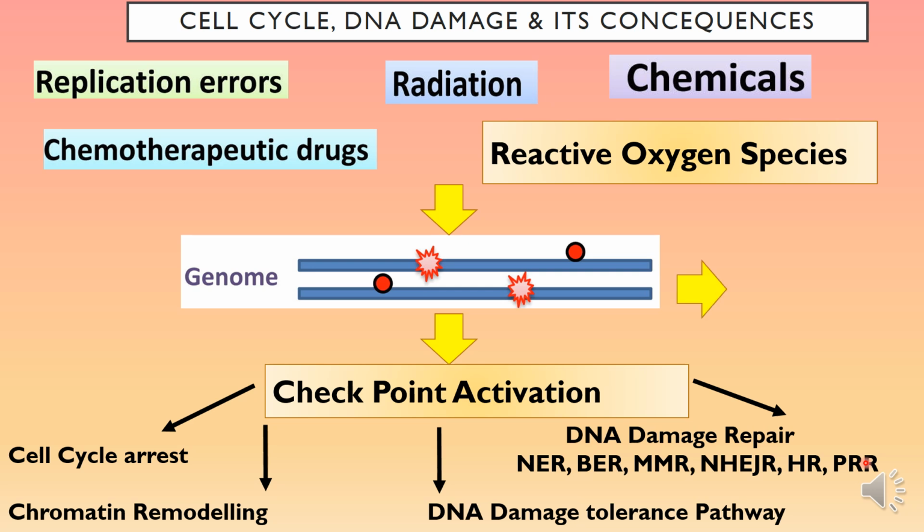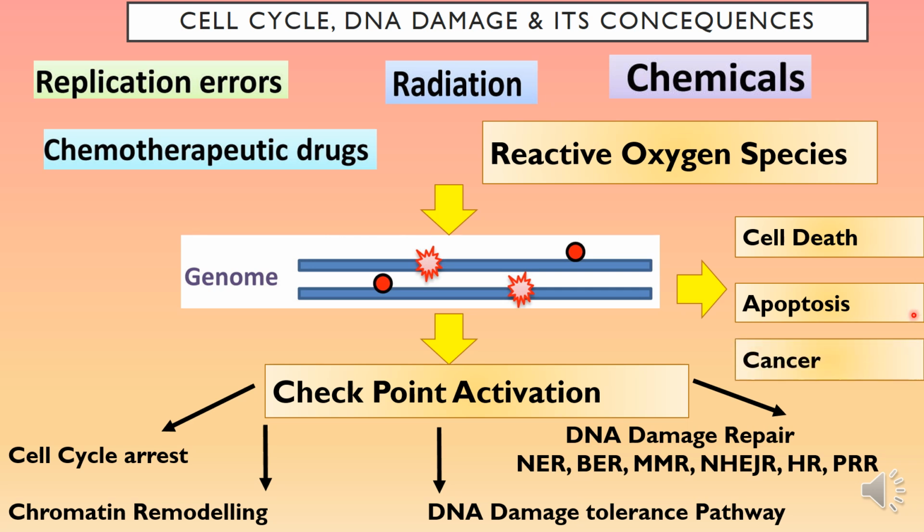If the DNA damage is not repairable, then the cell may go for cell death or apoptosis, or it may lead to cancer. So these are the different consequences of DNA damage in case the repair mechanisms are unable to repair the damage.